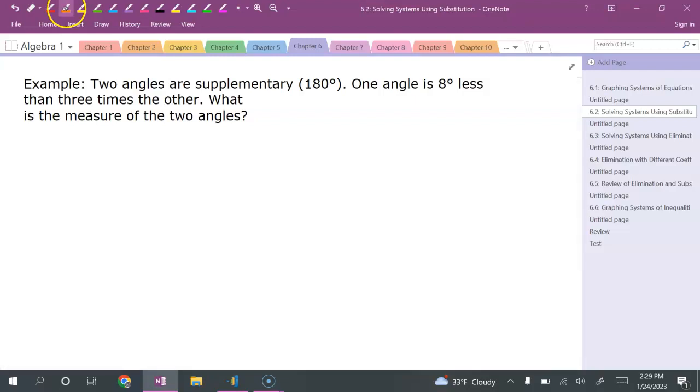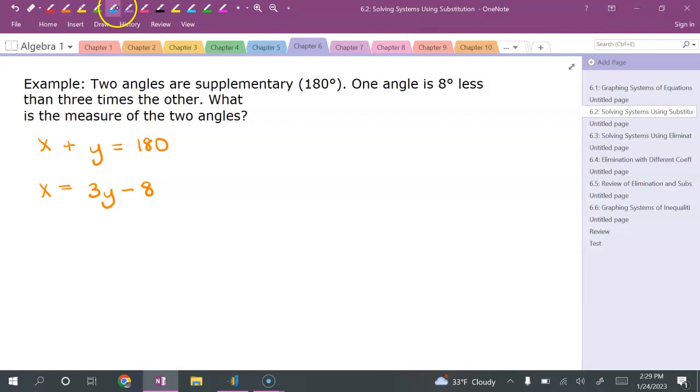So I'm going to use x and y to represent my two angles. Now I know that they are supplementary, which means that when I add them together, they should equal 180 degrees. Now one of the angles, so let's just say x is 8 degrees less than, so that means that we're going to be subtracting 8 from 3 times the other. So the other angle would be your y. So you're doing 3 times the other angle, so 3 times y, and you're subtracting 8 from that.